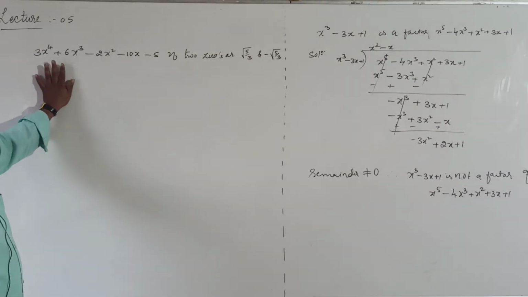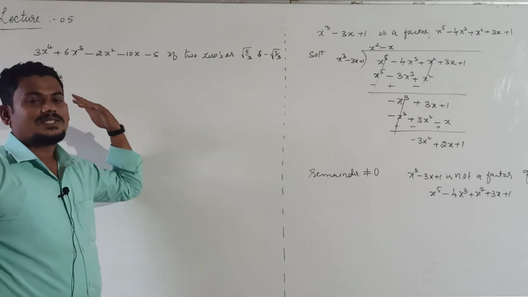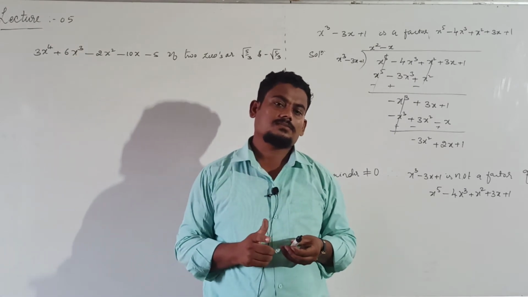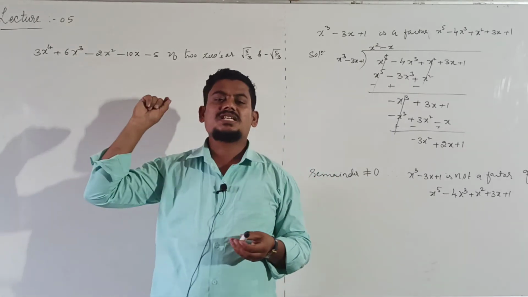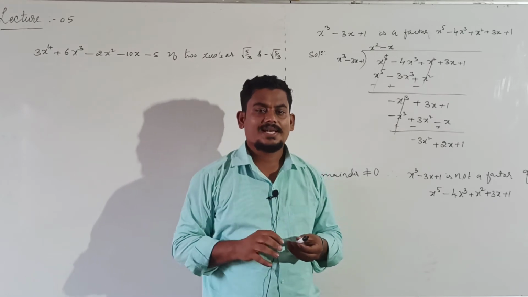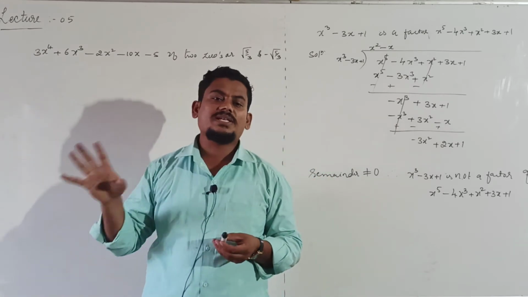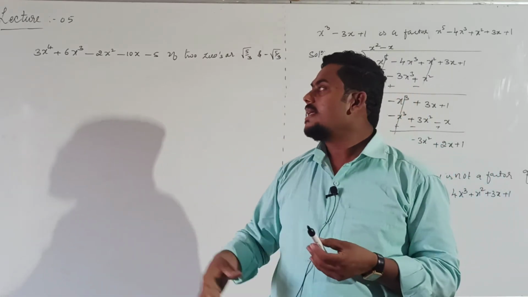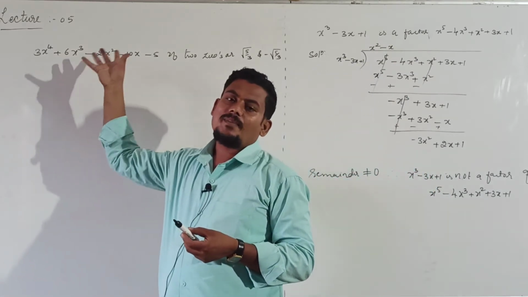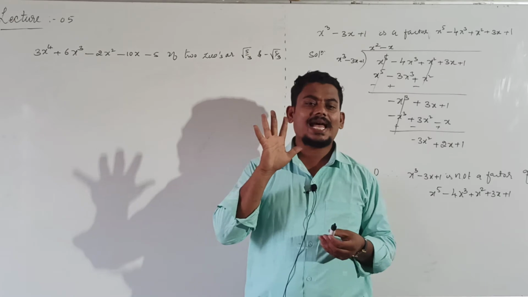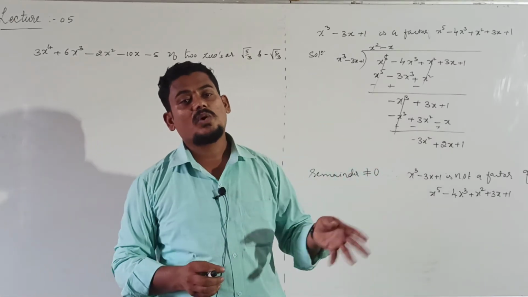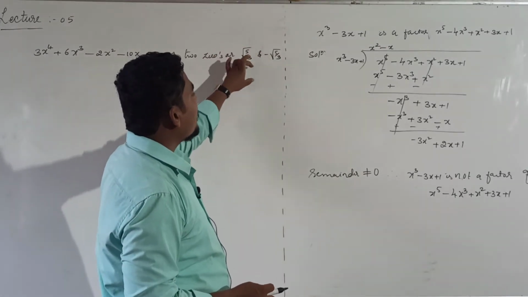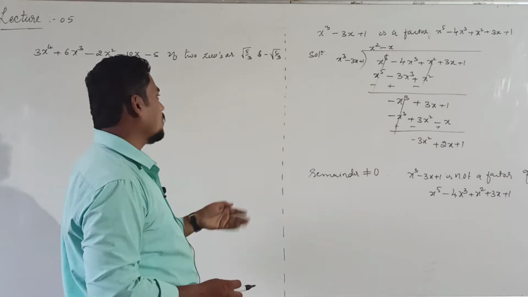Now tell me, how many zeros exist for this polynomial? For this polynomial there exist at most 4 zeros. Why? Because a polynomial of degree 4 has 4 zeros. A polynomial of degree 3 has at most 3 zeros. In this case we have a polynomial of degree 4, so at most 4 zeros exist. Out of 4, 2 zeros are already given: square root of 5 by 3 and minus square root of 5 by 3.